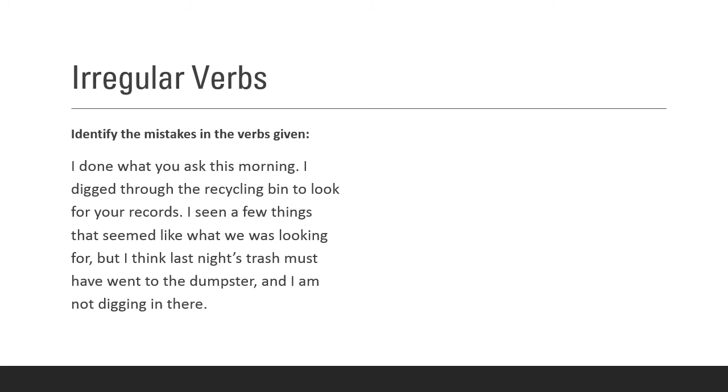Right, so up to now we have looked at the different types of regular verbs and their formations of the present participle, past participle and the past forms. Now let's look at some irregular verbs. Now look at this small paragraph and try to identify the mistakes in the verb forms.